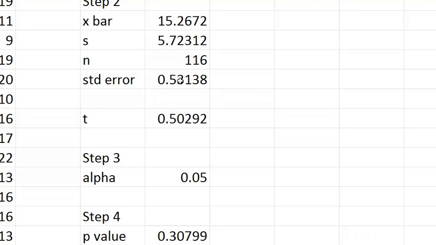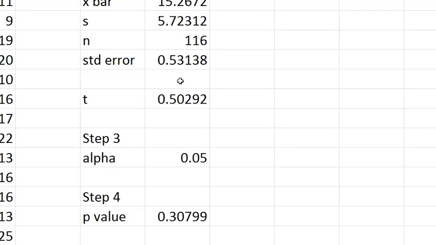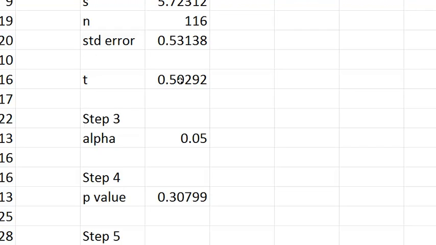And so step 5, we make conclusions. We say, well, since the p-value is larger than alpha, we do not have evidence to reject the null hypothesis, so we can't say that the average viewer watches more than 15 commercials. Great, so that's it. All right, so hopefully that was helpful.